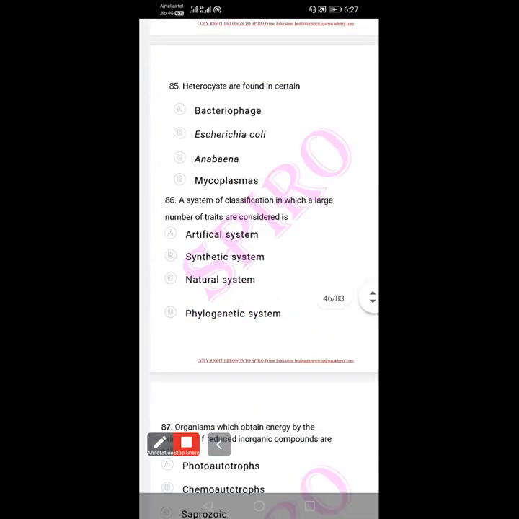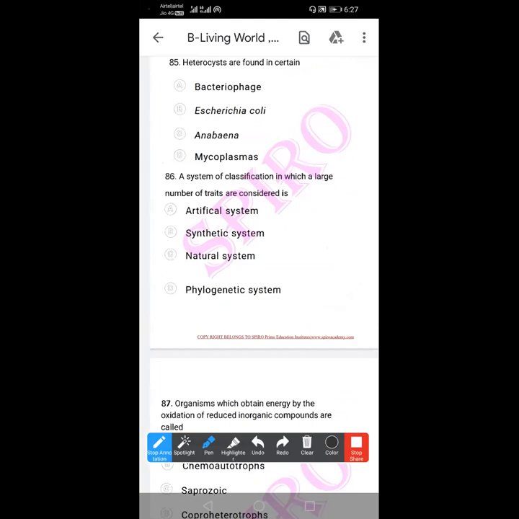Question number 85. The heterocyst found in certain. So I have already told you, heterocysts are specialized cells that fix atmospheric nitrogen in certain cyanobacteria. So here, bacteria first, no. E. coli is in bacteria, and Anabaena is in cyanobacteria. So the correct answer is option C, which is blue-green algae. It has the heterocyst and helps in atmospheric nitrogen fixation.